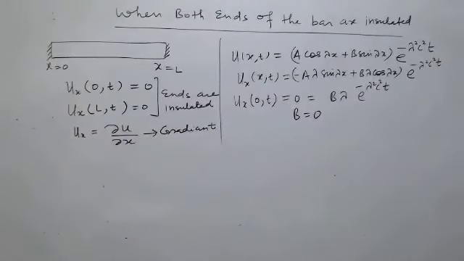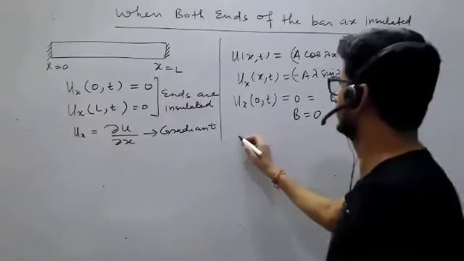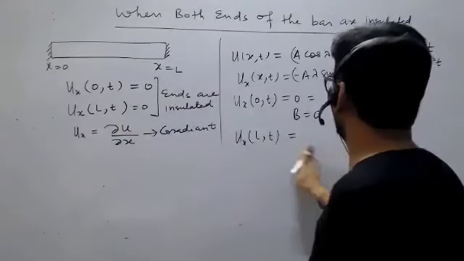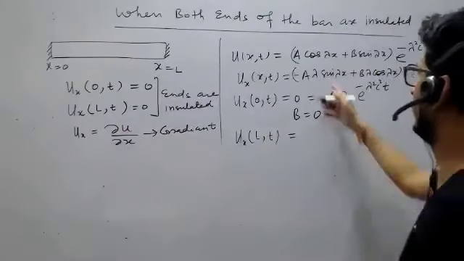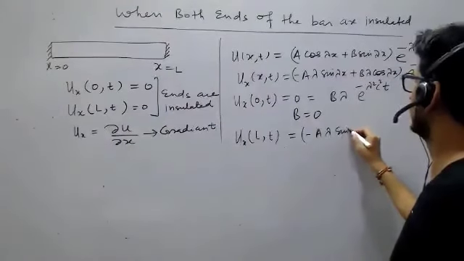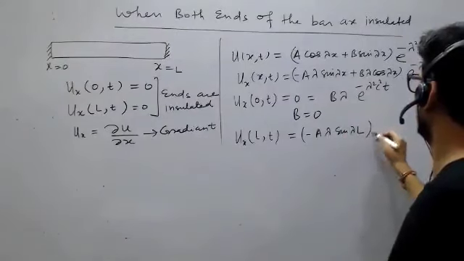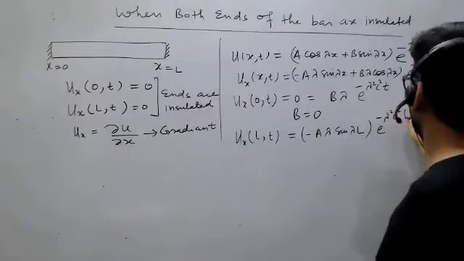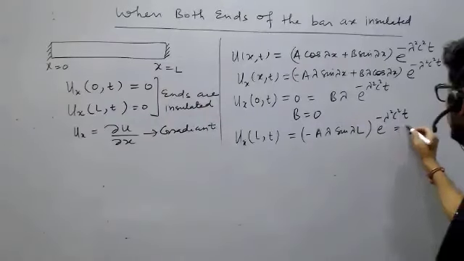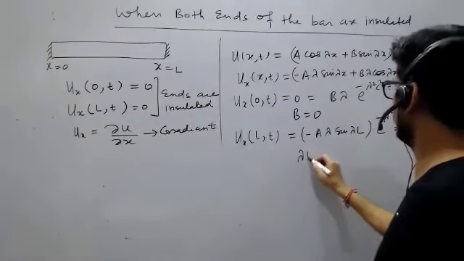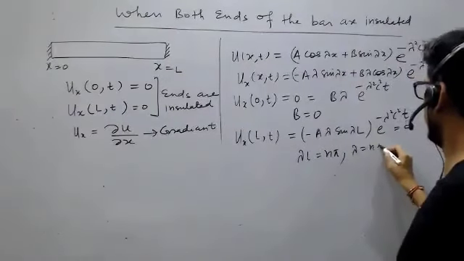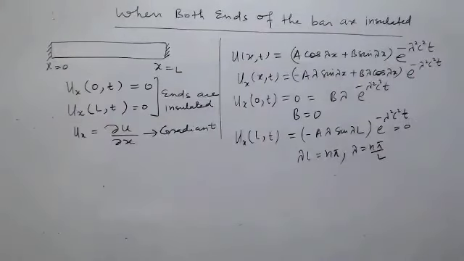Yes, sir. और दूसरा वाला, u_x at L comma t is equal to, now b is gone, so we'll apply here minus a lambda sin lambda L e to the power minus lambda square c square t. This is equal to 0. Then that means lambda L is equal to n pi. So that means lambda is equal to n pi by L. Correct?